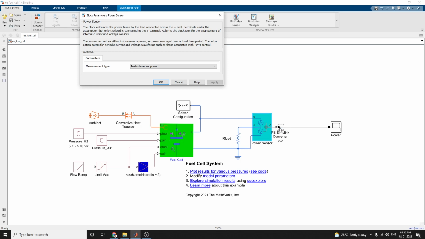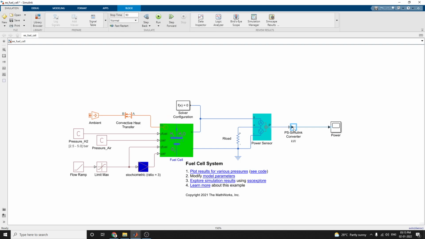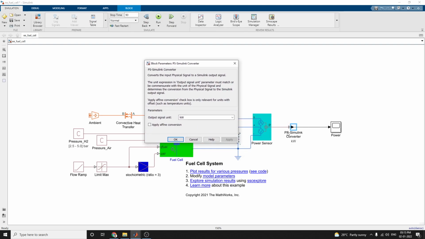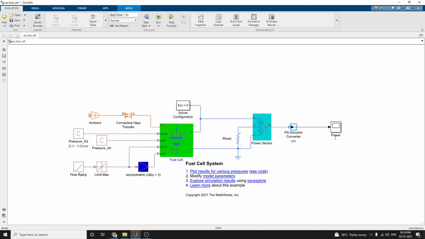This is the PS-Simulink Converter block. This block converts the input physical signal into a Simulink output signal. The unit expression in the output signal unit parameter must match, and then it determines the conversion from physical signal to Simulink output signal. Here you can see the output signal is set in terms of kilowatts. Then your power scope. Let us see the simulation.